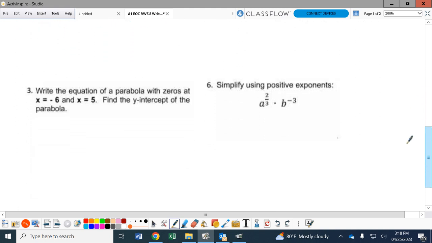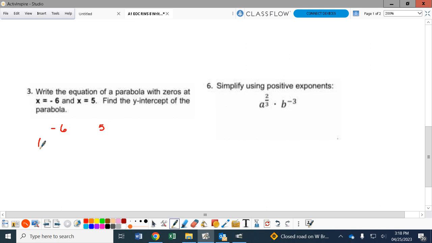For the next one, it says write an equation of a parabola with zeros at -6 and 5. Guys, this is going to be coming from your information to do, we're basically working backwards on factoring. We're given the zeros at the beginning, so we're going to set it up like this. So we're going to set up our 2 zeros. Our zeros are -6 and 5.